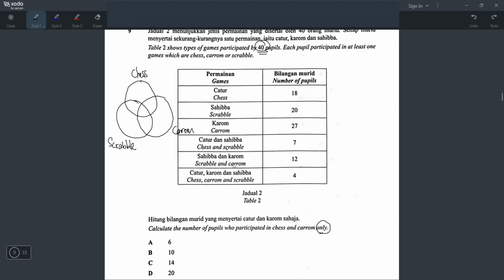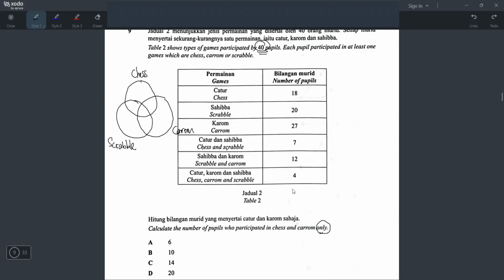Same with the Scrabble and carom 12. Can you write this? Cannot. You cannot write Scrabble and carom, middle 12 like that. Cannot, because they never say the word only. If they say the word only, then only writing like this is correct. But now they just say Scrabble and carom. It means the 12 is actually here plus here. So you can't write the 12. It means all this information you cannot write.